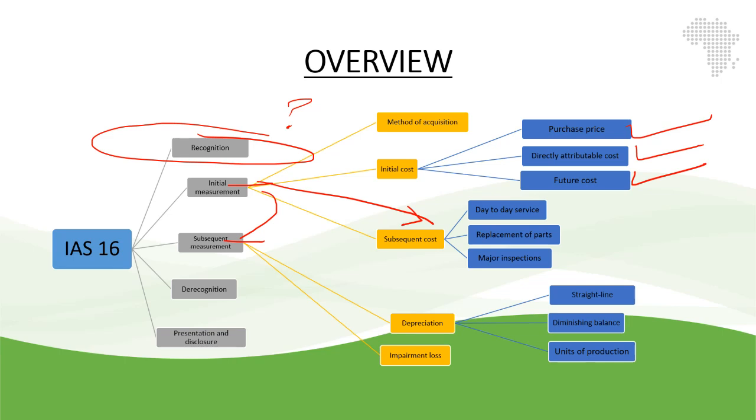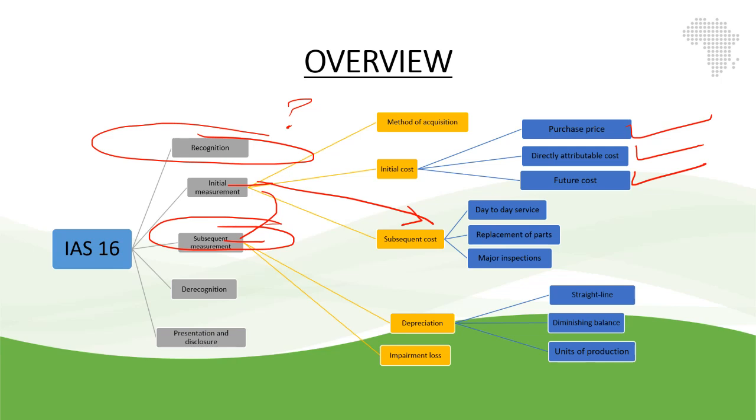So after I've initially determined the cost of my asset, it is possible that at a later date, I will incur costs again on this asset. And then IAS 16 will tell us how we treat those costs. We will also look at that. Then the third thing is subsequent measurement. At year end, I need to calculate depreciation on this asset. What are the methods I can use? And then how do I calculate?